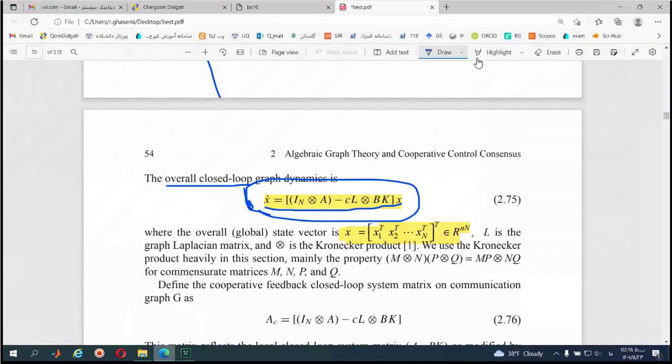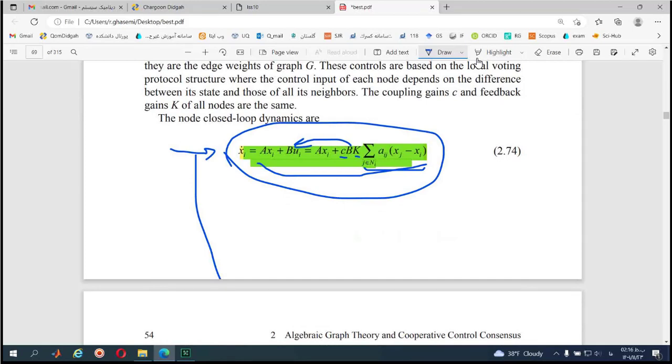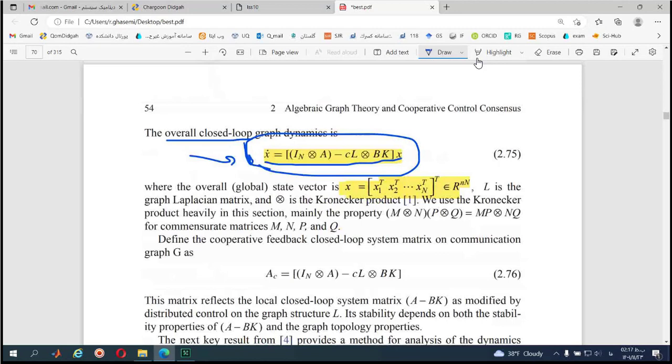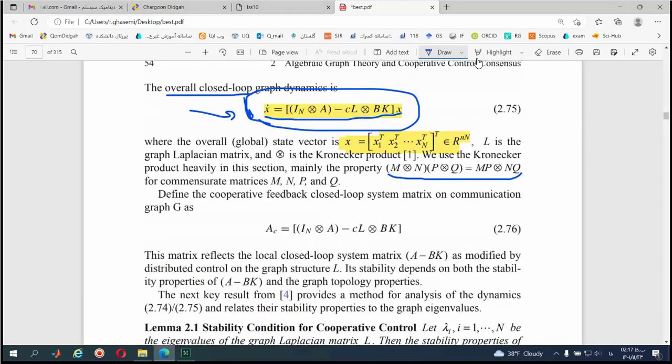The homework is to prove this equation. How can we rewrite this equation by this? You can use this property, the canonical products. Okay?